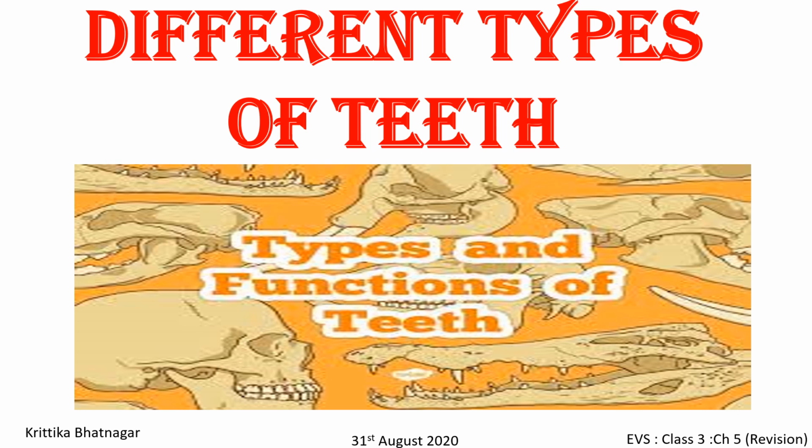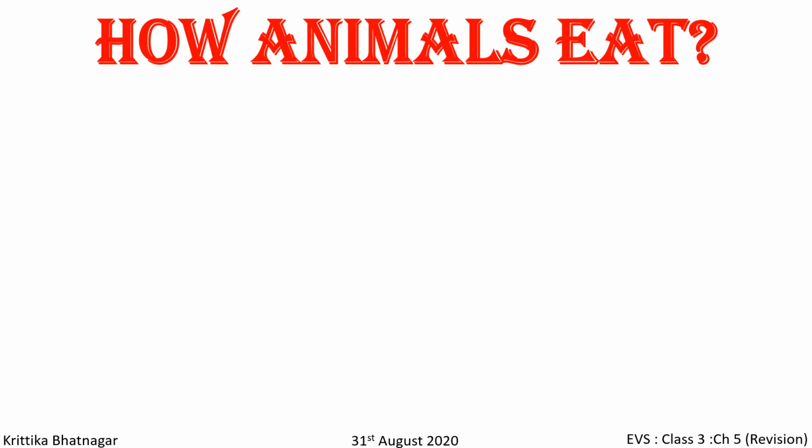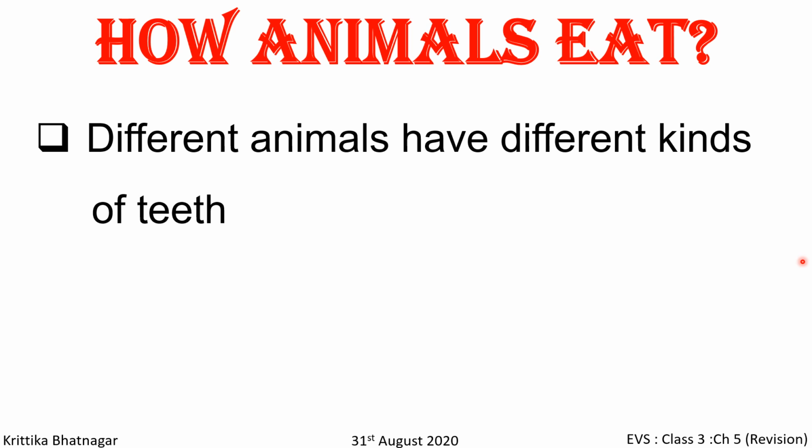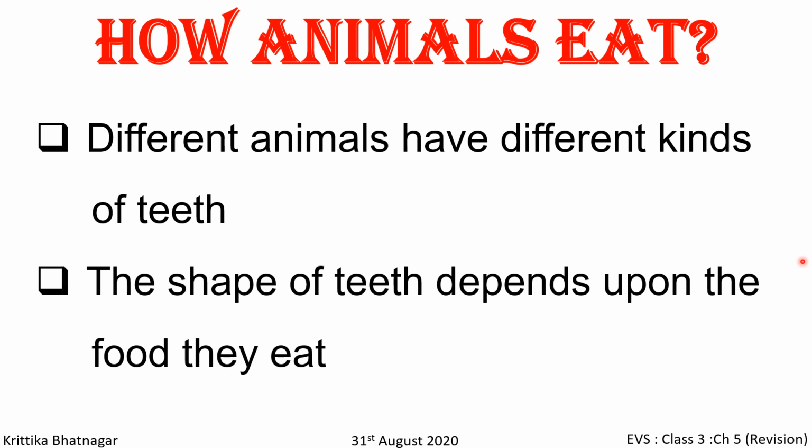Now we will study about different types of teeth. How animals eat. In this we will learn that different animals have different types of teeth. The shape of the teeth depends upon the food they eat. There are some animals that bite, grind, chew or swallow the food. So the shape of teeth will depend upon the kind of food they eat.